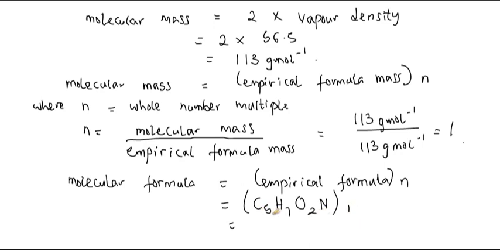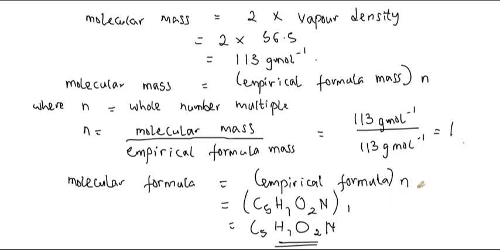So now 5 times 1 is still 5, C5. Hydrogen now, H, we have 7 atoms present, 7 times 1 is still 7. Oxygen now, 2 times 1 is still 2. Nitrogen, 1 times 1 is 1, or the 1 remains insignificant, so we have N there. So now this can then be put to be the molecular formula of the compound. So the molecular formula is C5H7O2N. In some cases now, if you notice, the molecular formula is same as the empirical formula. This is because the multiple we got is 1.